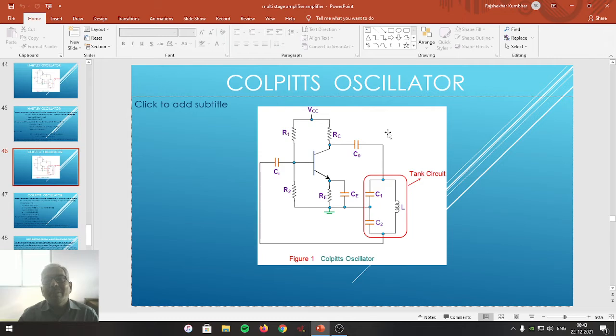Dear students, when VCC is provided to this Colpitts oscillator, this will allow base voltage equal to R2 upon R1 plus R2 into VCC by allowing base current to pass through it. This small change in base current produces a large change in collector current that will flow through the load resistance or collector resistance RC.